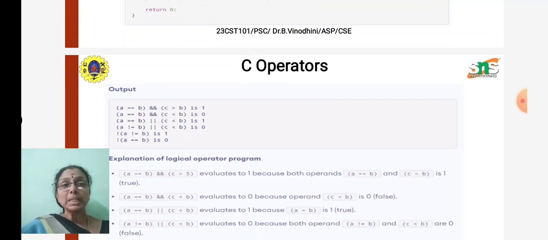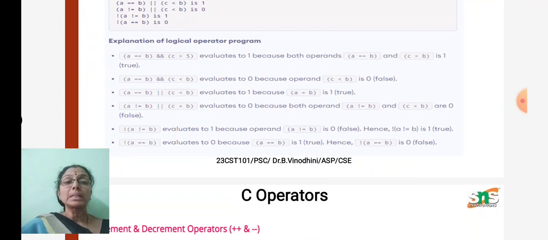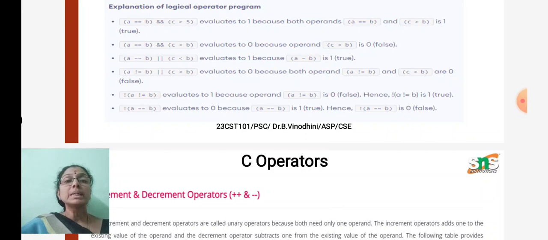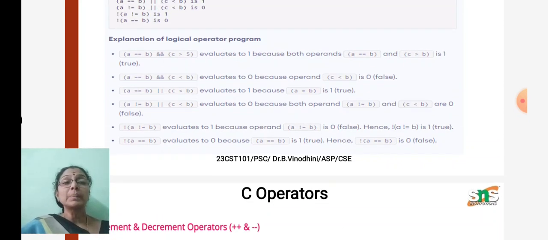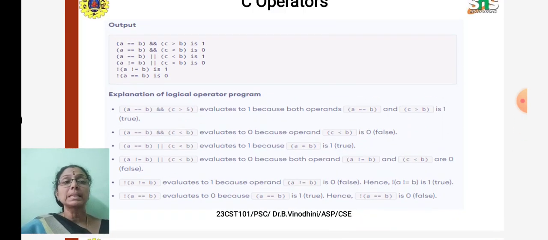The list of operators are arithmetic, relational, logical, assignment, increment and decrement operators, conditional operators, bitwise operators, and special operators. So in this video we have seen the arithmetic, relational, and logical operators. In the next video we will see the increment and decrement operators and how the increment and decrement is performed. Thank you.